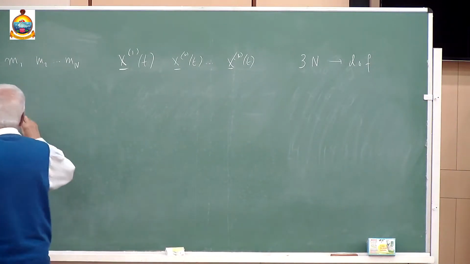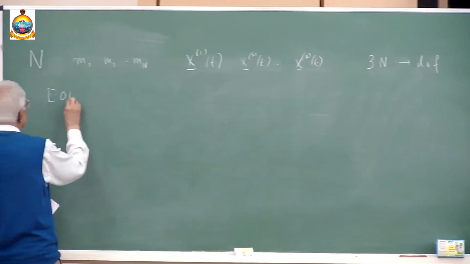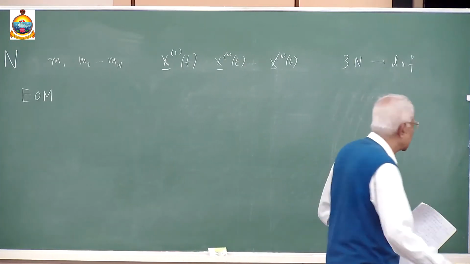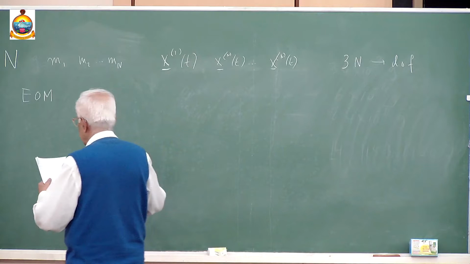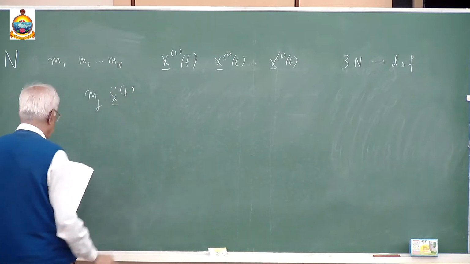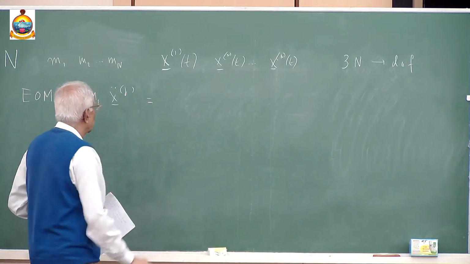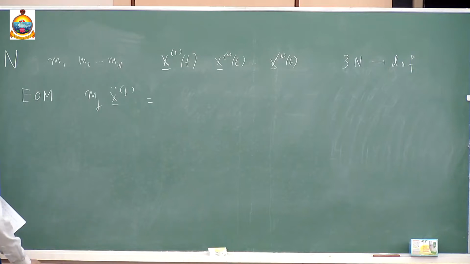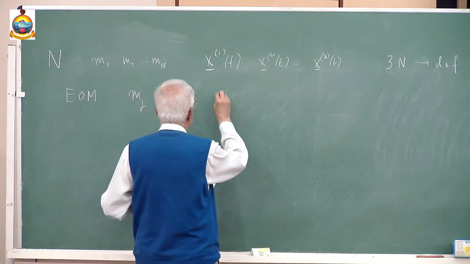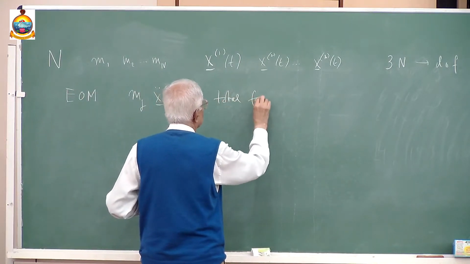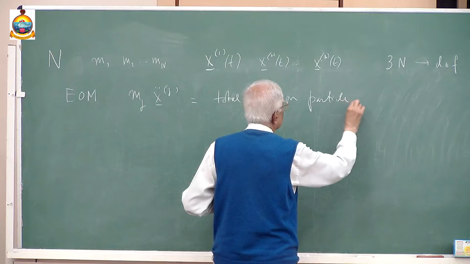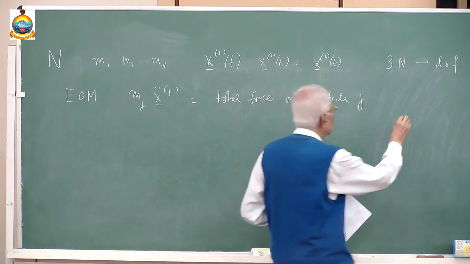Then the Newtonian equations of motion. We will use these abbreviations, EOM for equation of motion, later COM for constant of motion, and so on. The Newtonian equations of motion, as you all know, are, for the particle number j, the mass of that particle times its acceleration is given to be, this is Newton's second law, the total force on particle number j. So j goes from 1 to N.